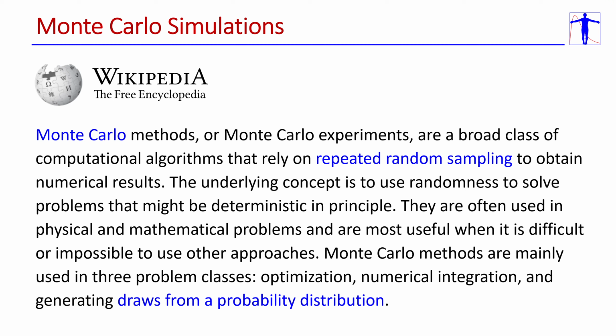Wikipedia defines Monte Carlo methods as a broad class of computational algorithms that rely on repeated random sampling to obtain numerical results. The underlying concept is to use randomness to solve problems that might be deterministic in principle. They are often used in physical and mathematical problems and are most useful when it is difficult or impossible to use other approaches. Monte Carlo methods are mainly used in three problem classes: optimization, numerical integration, and generating draws from a probability distribution.